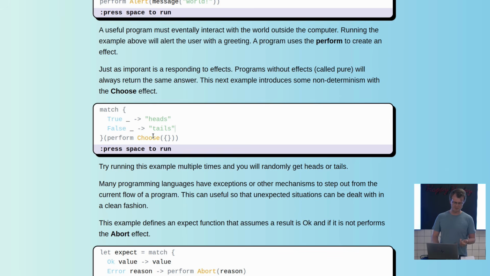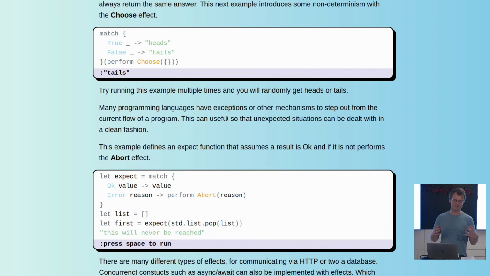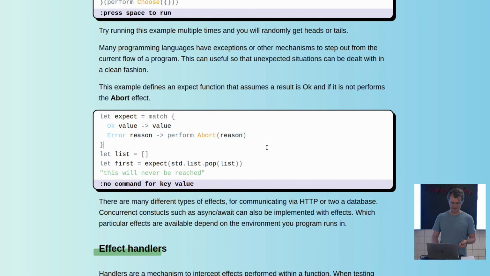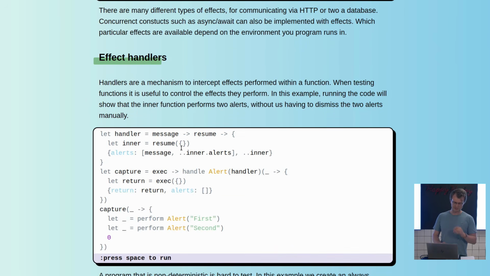Non-determinism, so here we have a flip. We run heads or tails. If we keep running it, we get a different one each time. One of the key things about effects is they start normalizing a lot of different features that other languages make special cases. One of them is aborting or throwing exceptions. Here we have this abort effect, which just aborts the run. But the abort effect is no different than any other effect at this point. And all of these effects can be handled.